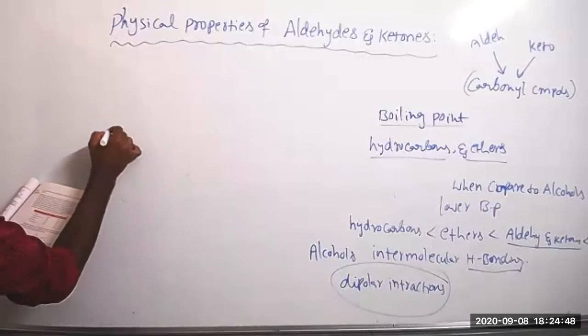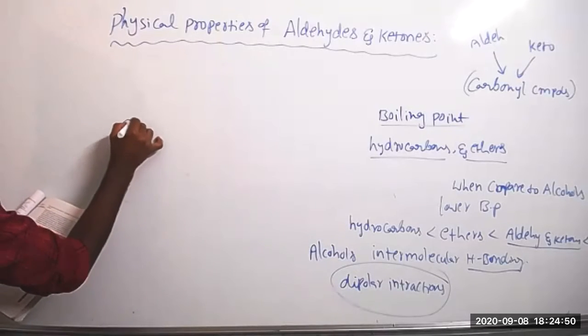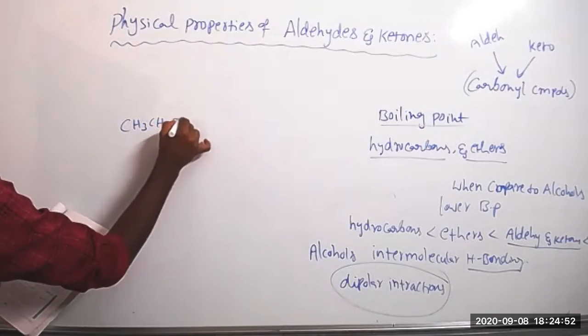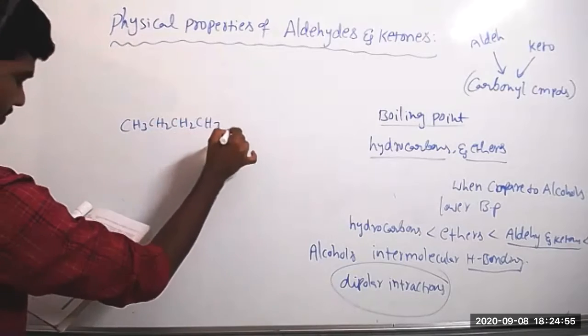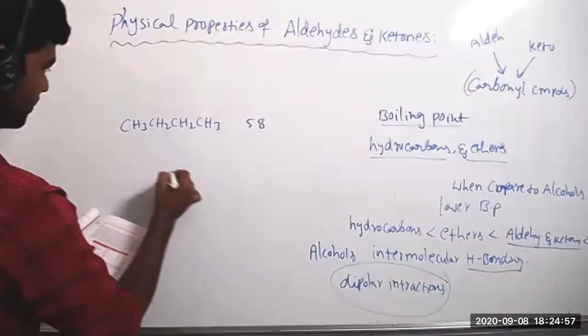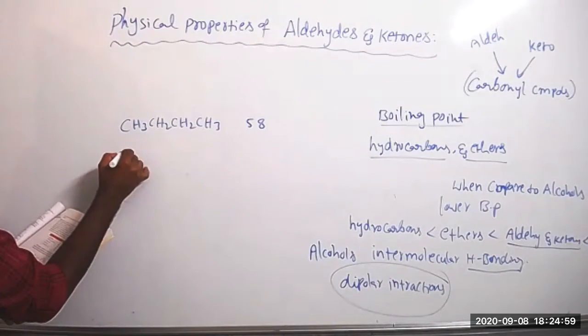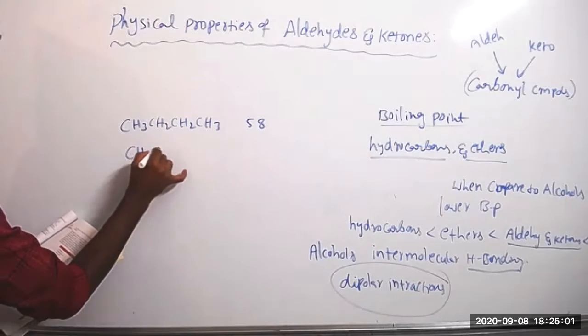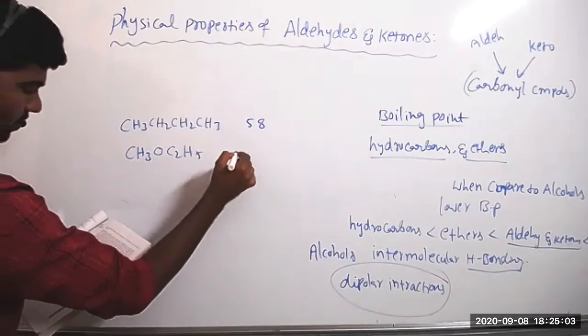Suppose n-butane, CH3CH2CH2CH3. Its molecular mass is 58. And methoxyethane, CH3OC2H5. This molecular mass is 60.